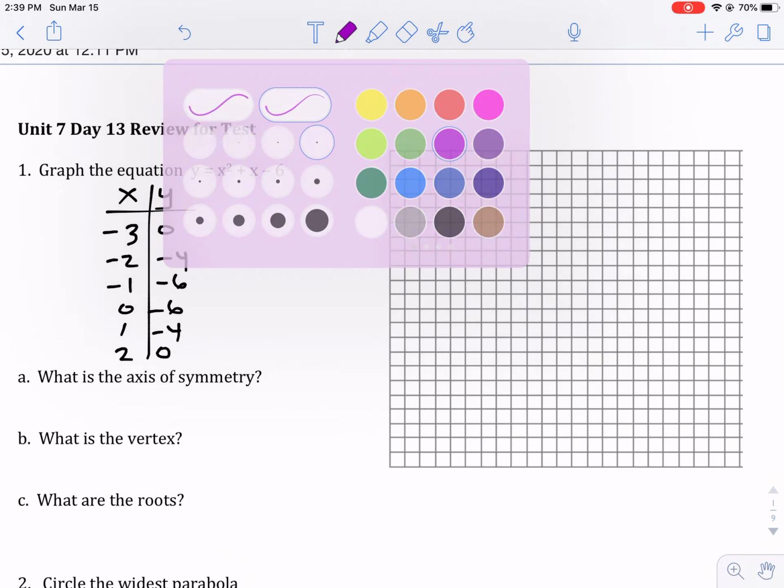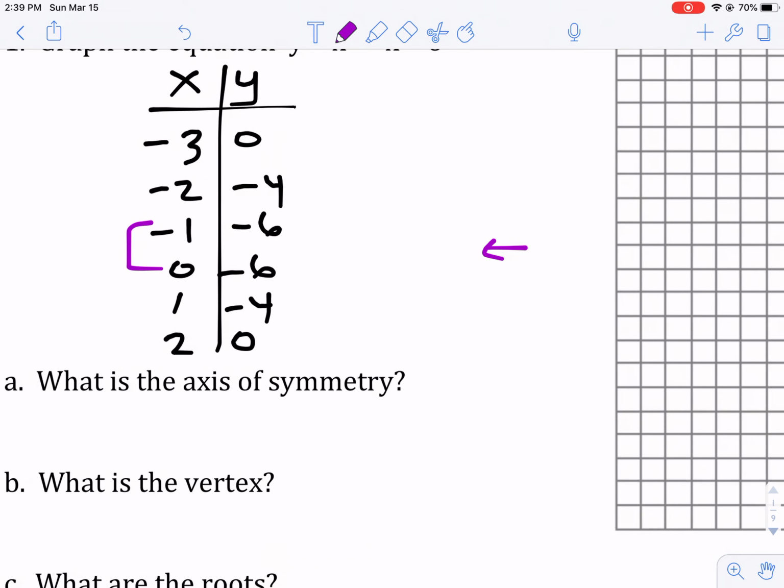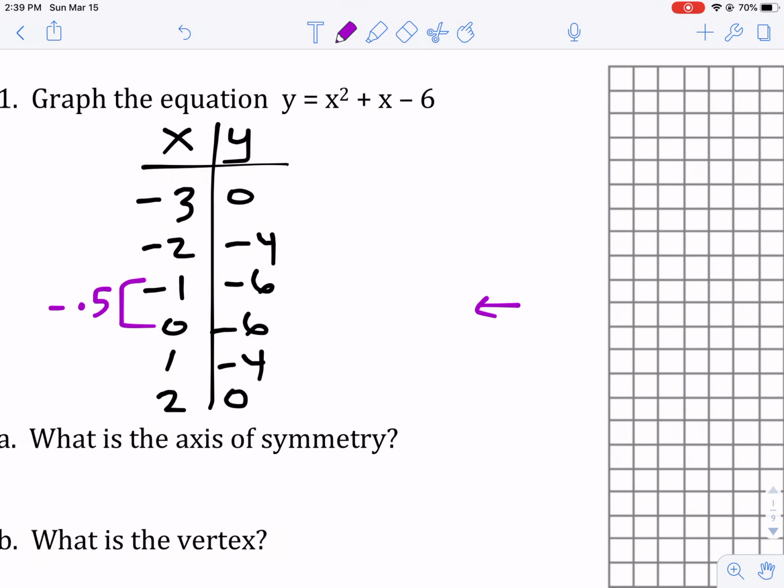I am noticing that my vertex is missing from my table. There is supposed to be an oddball point in here, and there's not. I do know that this parabola is symmetric, so my vertex has to happen halfway between the x values whose y's are duplicated. So it's going to happen at an x value of -1/2. In order to find the y value, I have to plug it into the equation. So y equals, hug that negative, -0.5 squared plus -0.5 minus 6. Type it into your calculator and you get -6.25.